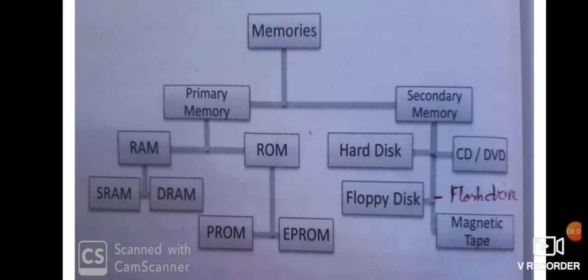Now secondary memory comes in 5 types: hard disk drive, floppy drive, CD drive or DVD drive, magnetic drive, and flash drive. We will study these further types in our subsequent lectures.